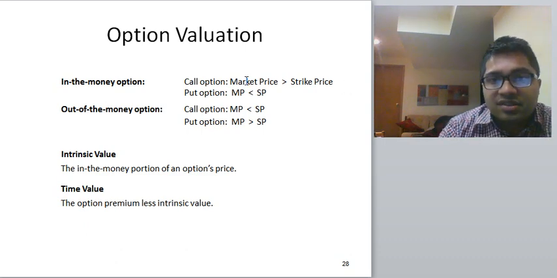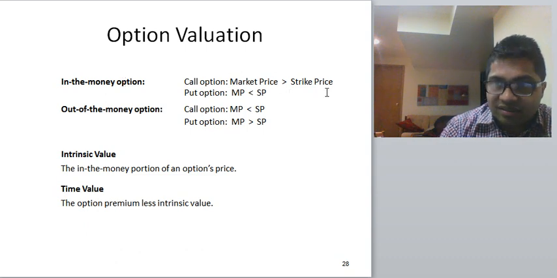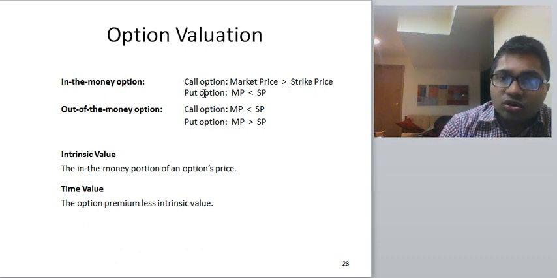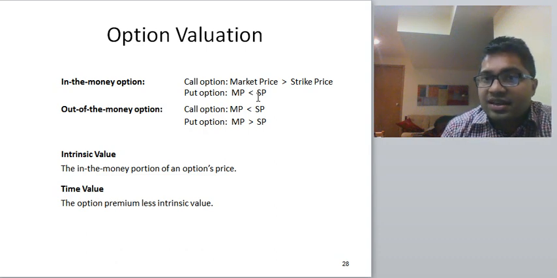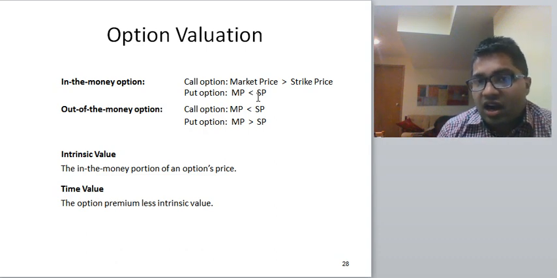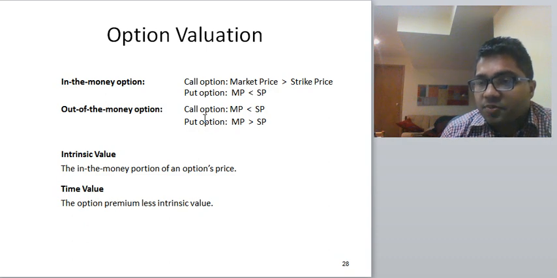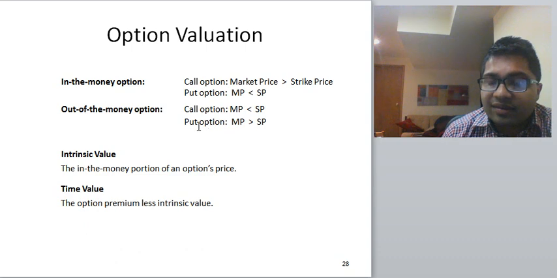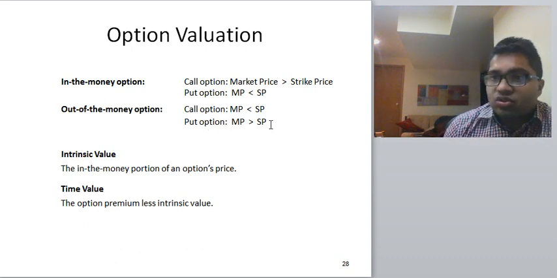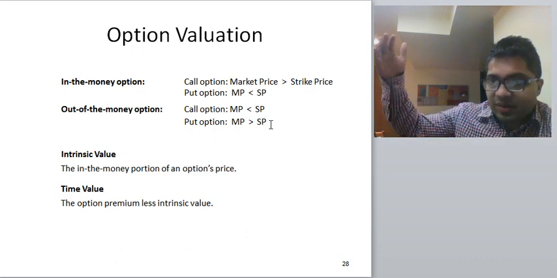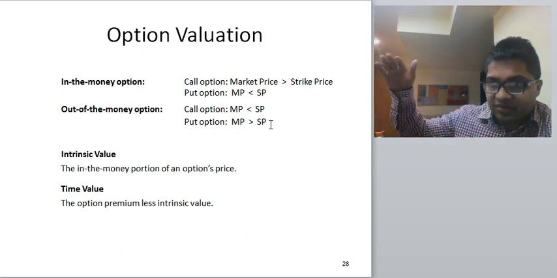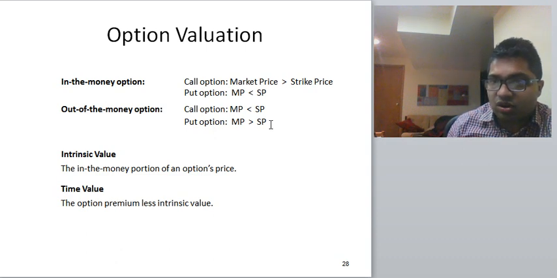So call options are in the money when market price is greater than strike price, and put options are in the money when market price is less than strike price. Out of the money options: call options are out of the money when market price is less than strike price, and put options are out of the money when market price is greater than strike price. So you will not make any profits if price goes the wrong way, so you're not making any profit.